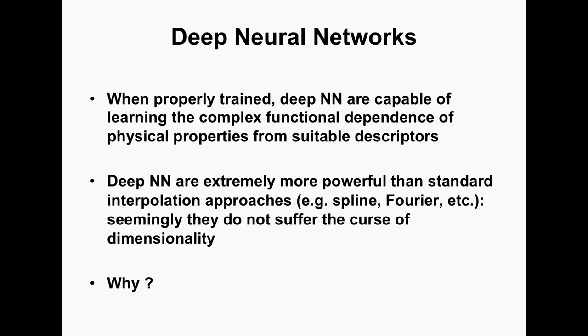So, what are deep neural networks? Well, these are, let's say, a sort of algorithm that can learn a very complex functional dependence of some physical properties from suitable descriptors. Of course, in order to learn, they have to be properly trained. Now, deep neural networks are extremely more powerful than standard. So in some sense, one can say that these deep neural networks are some sort of interpolating technique. But they are much more powerful than standard interpolation approaches like, for instance, spline, Fourier, etc.